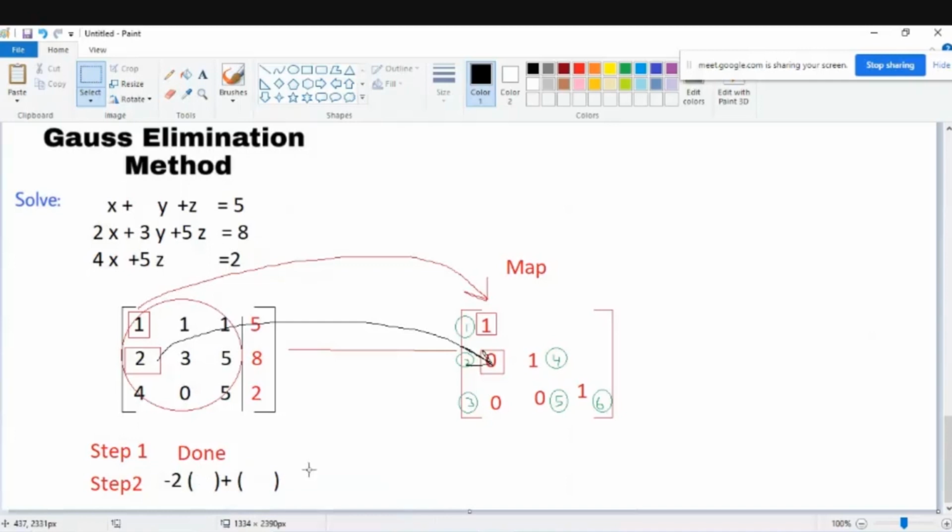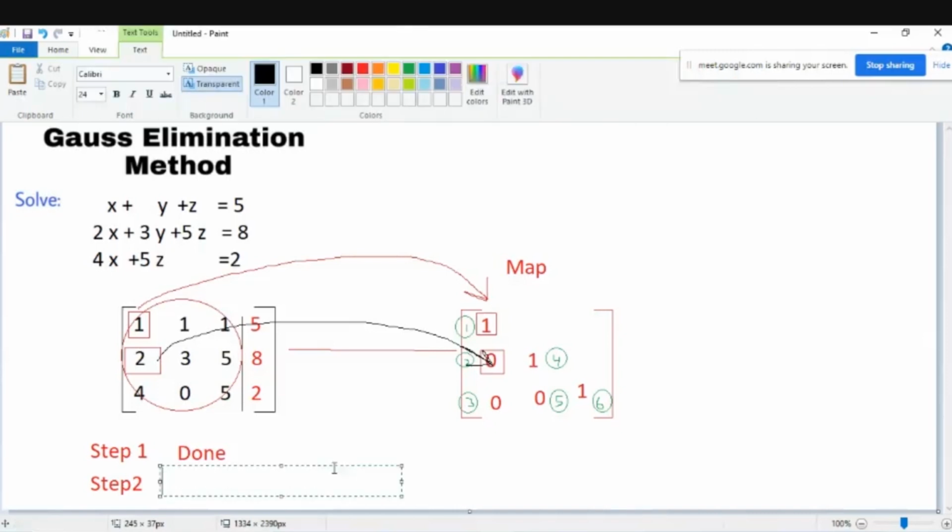Now, step number 1, as you saw, we finished it. That means I'm going now to step 2. In step 2, I wanted to convert this one to be 0. Do you remember how to do that? Yeah, it's easy. First, I should change the sign of this number. It will become -2. After that, I will create 2 brackets like that.